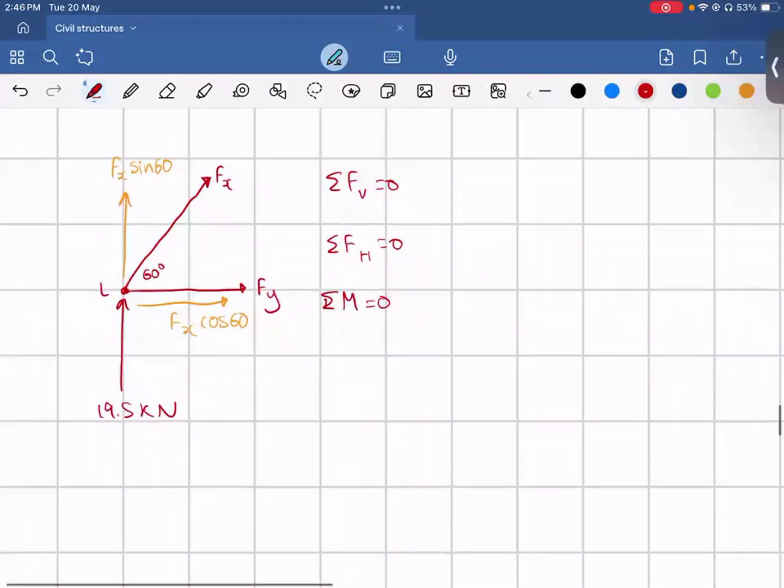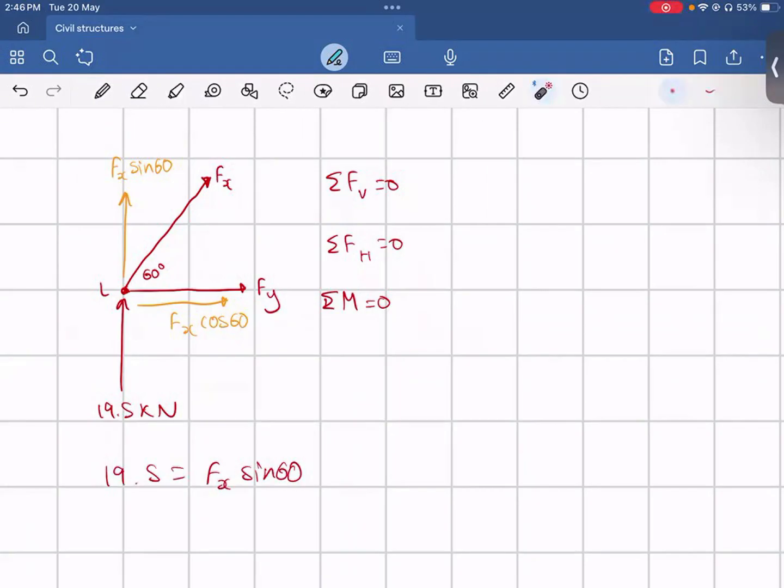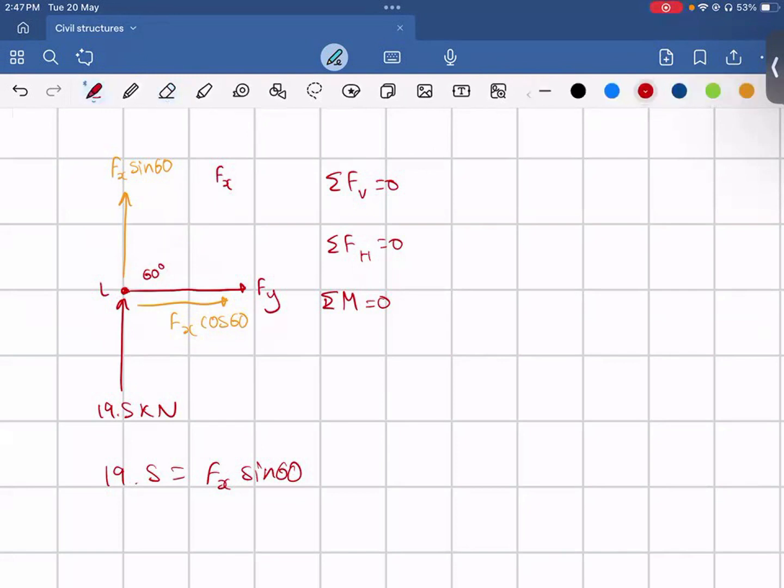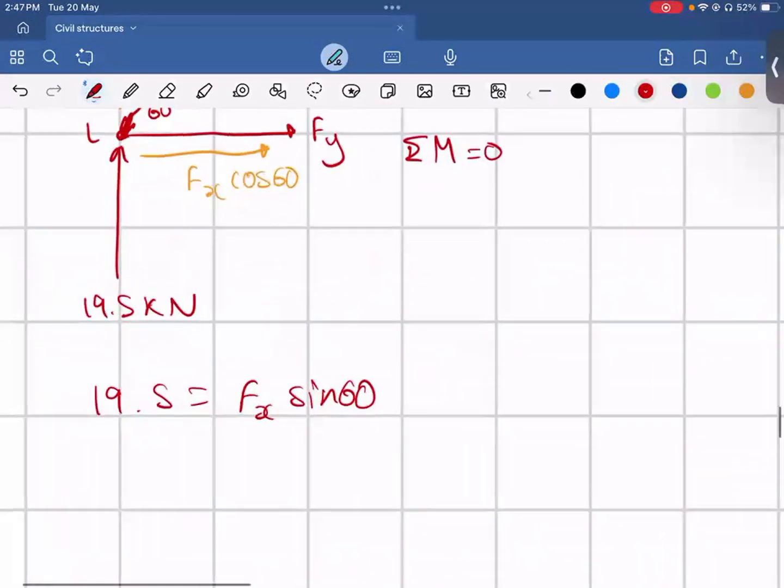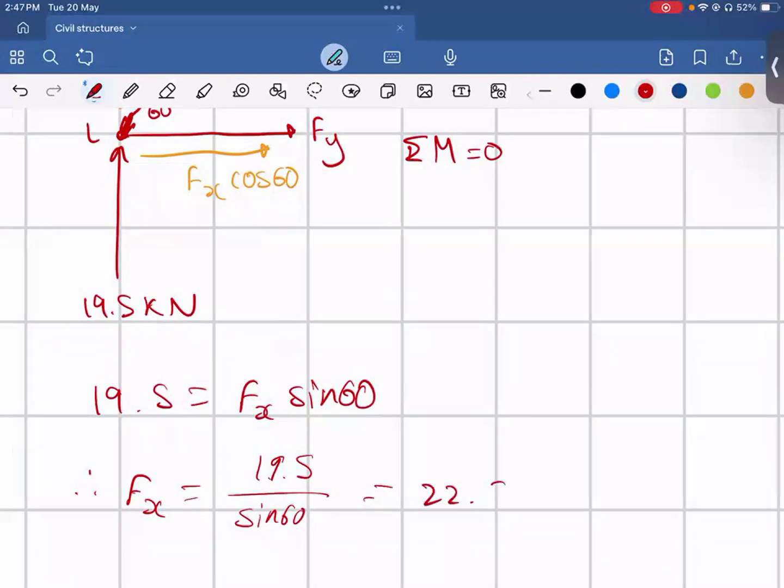So in this case, because we know that the sum of forces is equal to 0, we therefore know that 19.5 is equal to fx sine 60, as they're the only two forces acting opposite to each other. Now, we initially said that it's acting upwards, but because of the equilibrium equation, we know that it's going to be going the other way. So it's acting down instead. Since they're opposite to each other, fx is equal to 19.5 over sine 60. And that gives us 22.52 kilonewtons.